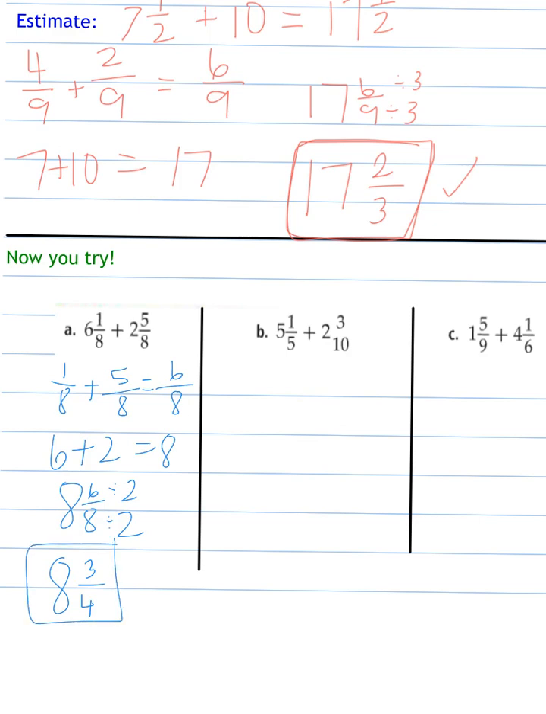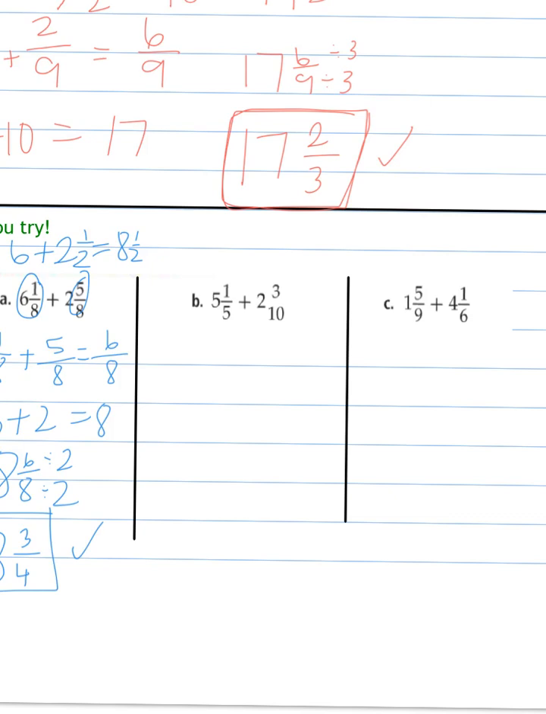And if we were to have done an estimate from the beginning, 6 and 1/8 is close to 6. 2 and 5/8 is pretty close to 2 1/2. So when we add those together, that'll be 8 1/2, and again it's a little bit more because we have the 1/8 and the 5/8 there. So this answer makes sense.